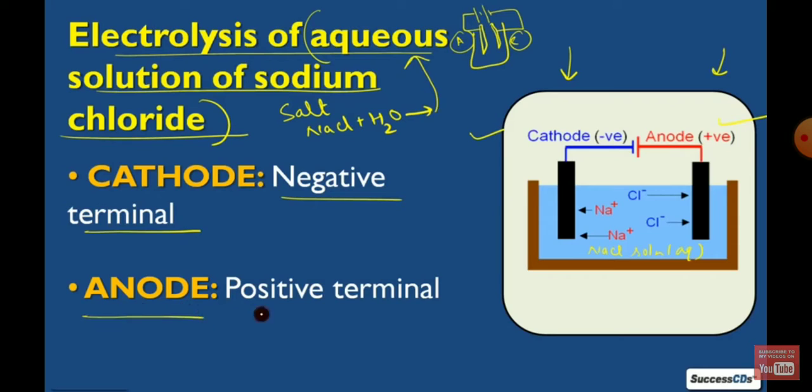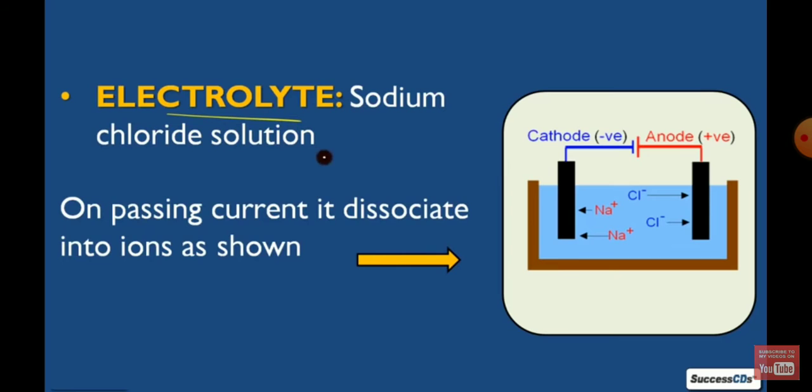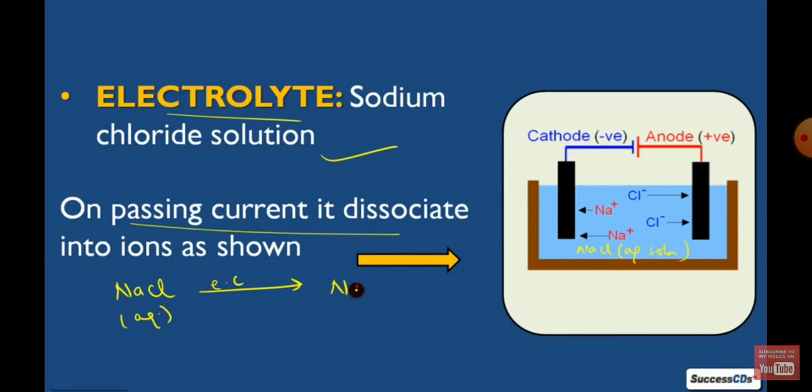Cathode is what? Negative terminal. Anode has the positive terminal, and we have taken which electrolyte here? Sodium chloride solution, okay. And when current passes through it, what will happen? Sodium chloride will dissociate into ions, okay. Which ions? Sodium, Na positive, and chloride, Cl negative. And Na positive will go to the cathode and Cl negative will go to the anode. Now here you can see in this animation.